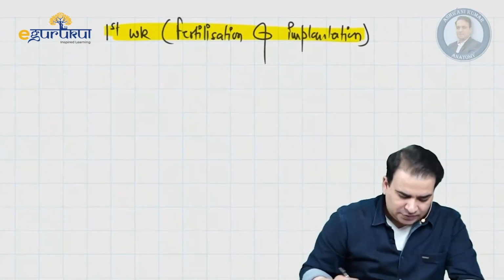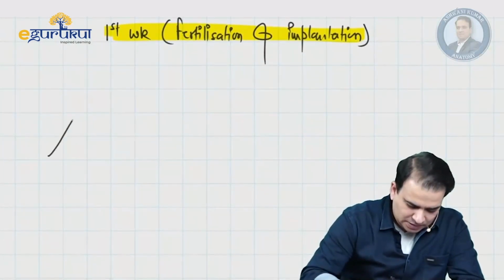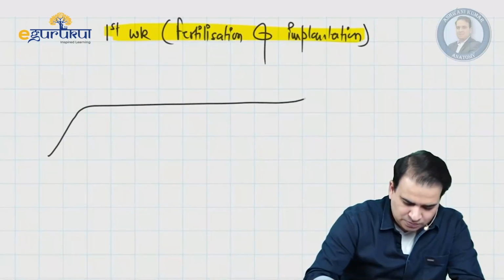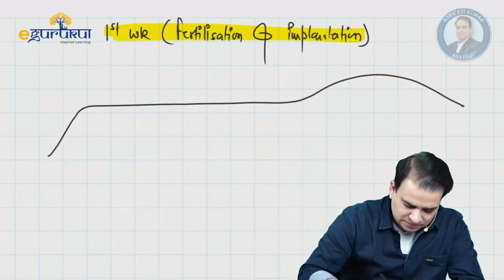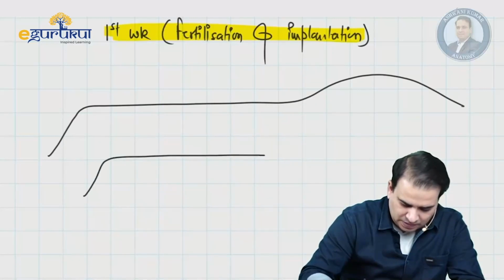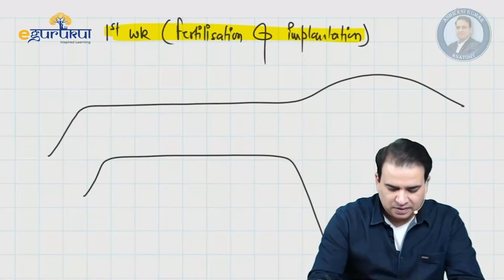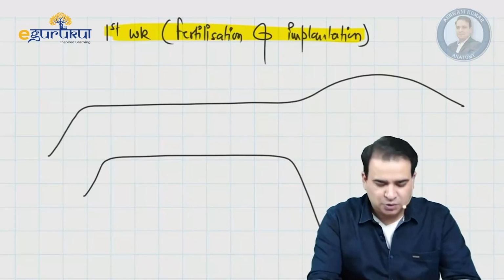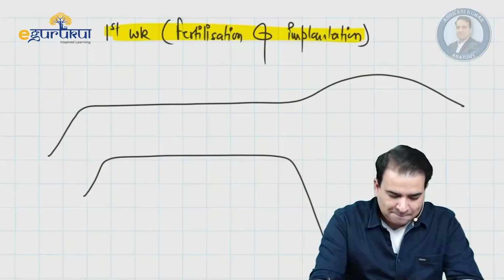So to understand this first week, let us say this is the section for the fallopian tube, the fundus and the body of the uterus. I'm just purposefully drawing it bigger so that we can clearly see the stages inside.